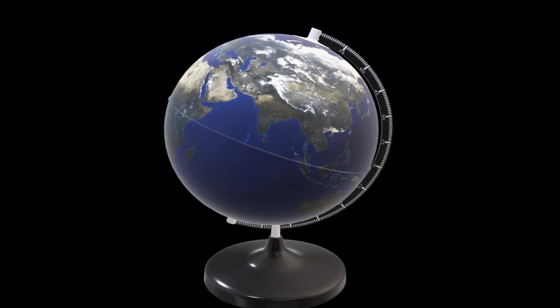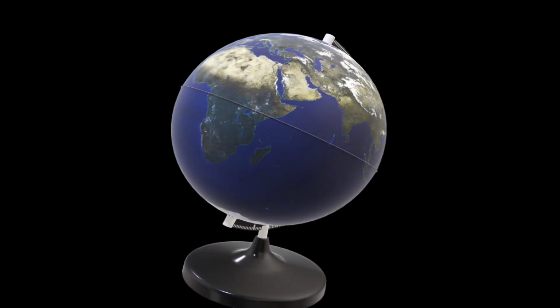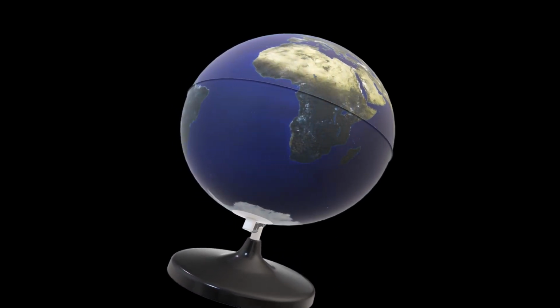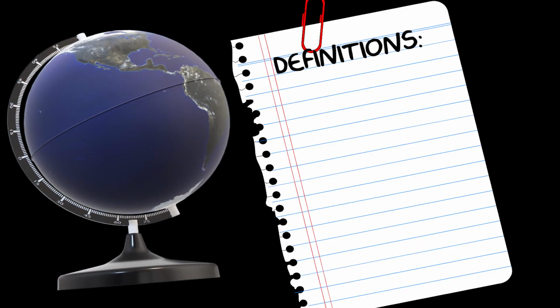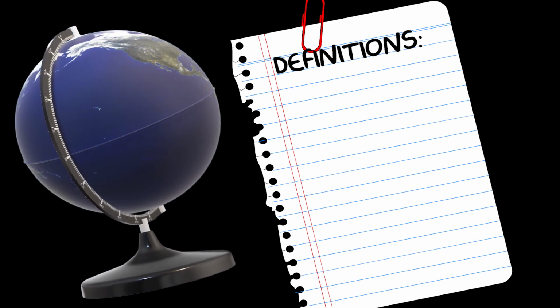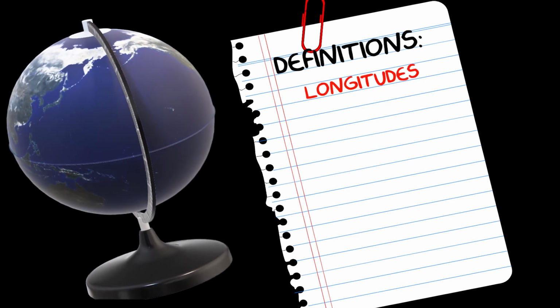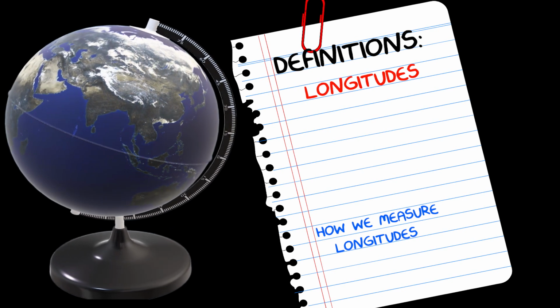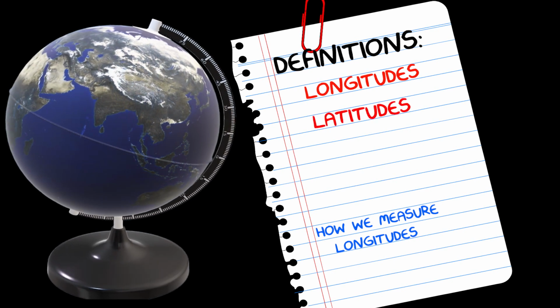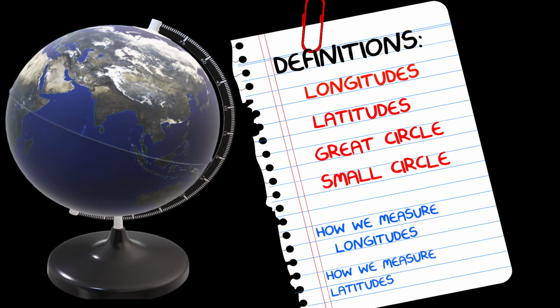On today's lesson, we're going to look at the introductory part of this topic, where we're going to look at the various definitions that we have on this topic. We're going to understand what longitudes are. We're then going to understand how we measure longitudes, then look at what latitudes are, understand how we measure them, and then define what a great circle and a small circle are.